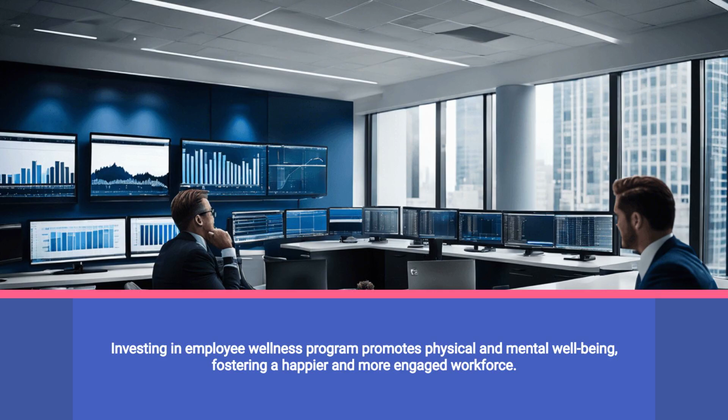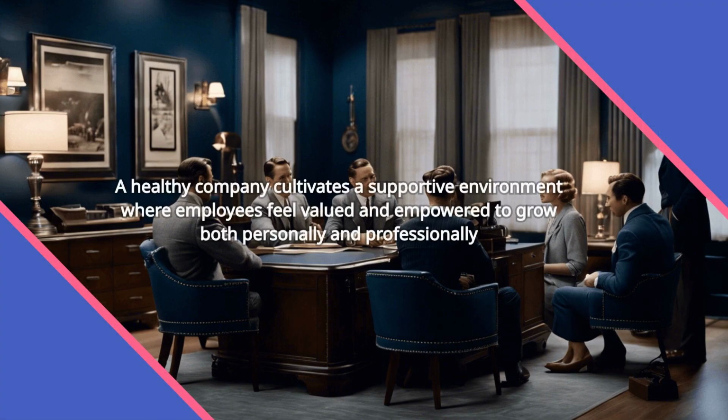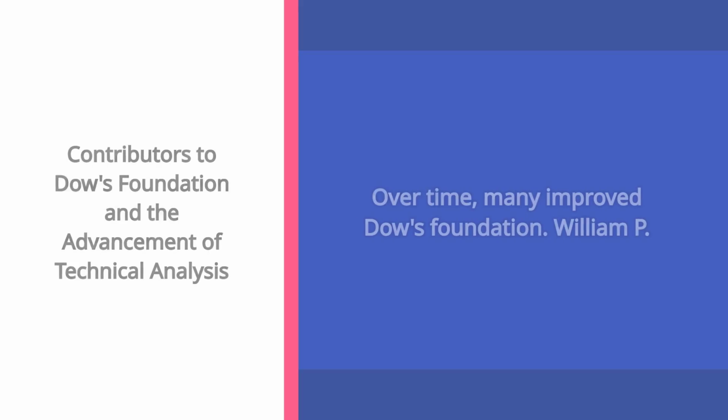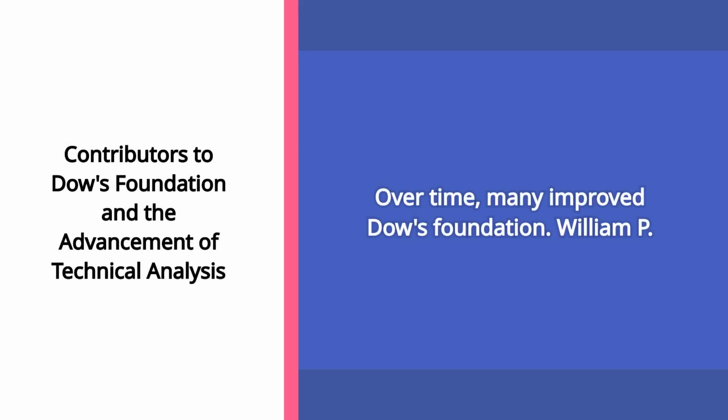Others, like William P. Hamilton, took Dow's ideas further. They were able to predict big market moves, like the 1929 crash. Eventually, people like Robert Rhea used Dow and Hamilton's work to make accurate predictions. They did this in the early 1930s. Their success helped technical analysis gain trust. Over time, many added to Dow's foundation. William P. Hamilton improved the Dow theory after Dow. Robert Rhea carried on this work into the 20th century. Both helped make technical analysis better at predicting market trends.